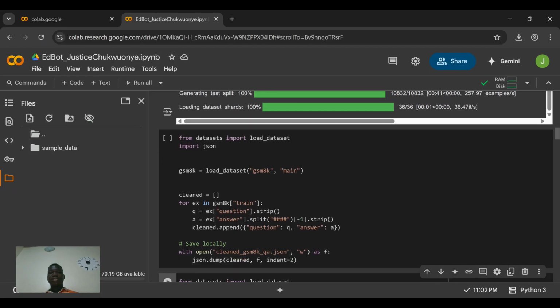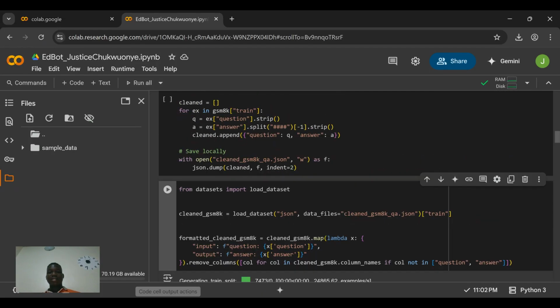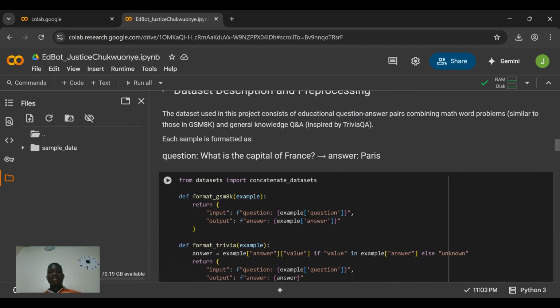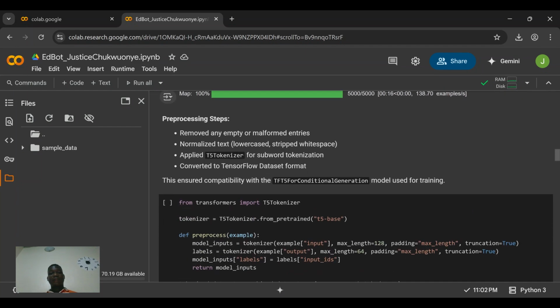After that, I went on to load the data sets, and then I combined them together. I formatted the data set first, into question and answer pairs, combined both of them together, and prepared it for training using T5.